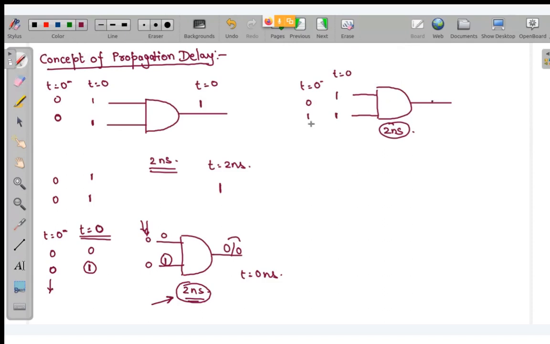Why? Because when I apply this input, there is a transition in the output state. Previously it was 0 at t equal to 0 minus. Now when I apply 1, 1 at t equal to 0, after 2 nanoseconds my output will stabilize to 1. In between 0 and 2 nanoseconds, my output will still remain at 0 only. After 2 nanoseconds, my output will become 1. Is this clear? Yes. Okay, fine.